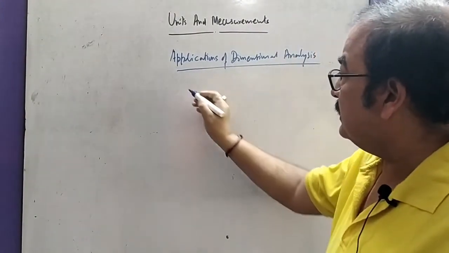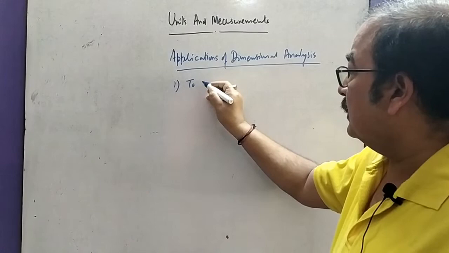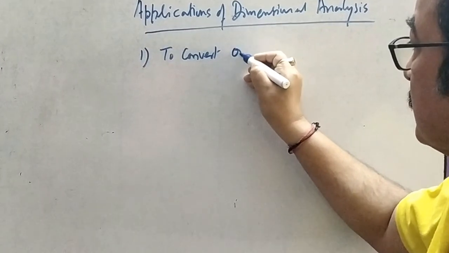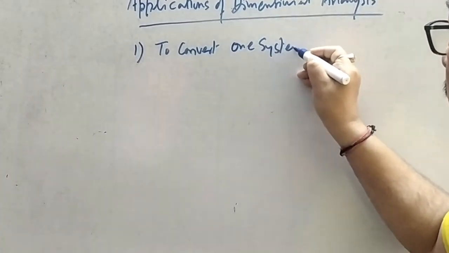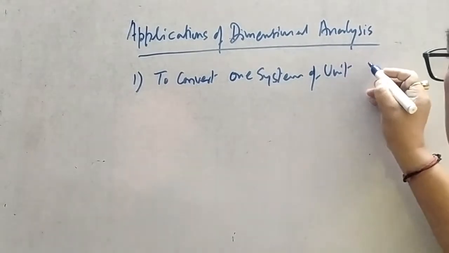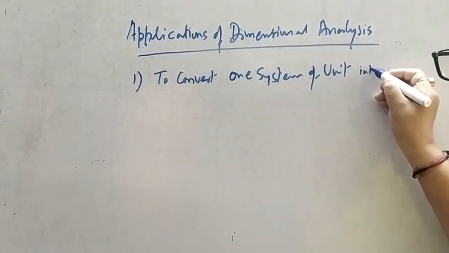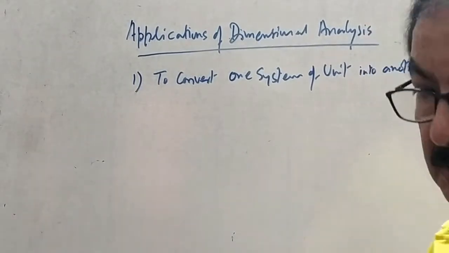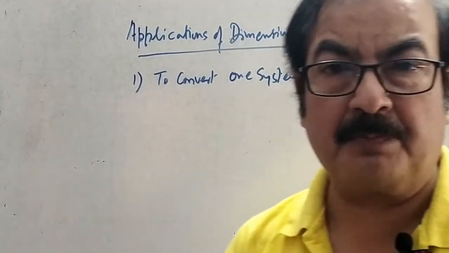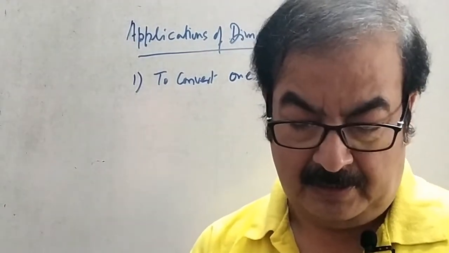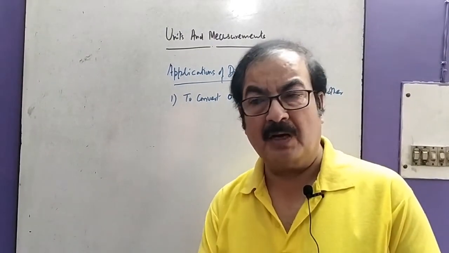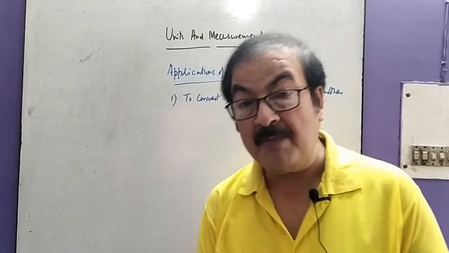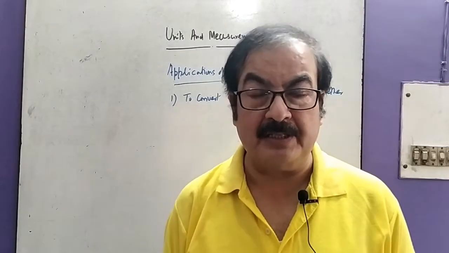Okay, the first application is to convert one system of unit into another. Okay, another system. That is, suppose you have to express your physical quantity in SI unit, and you would like to convert it in, say, CGS unit. Sometimes we specifically write other than CGS unit system also.